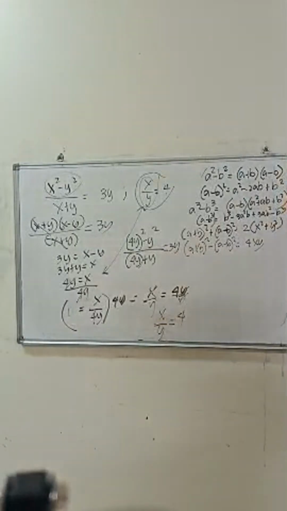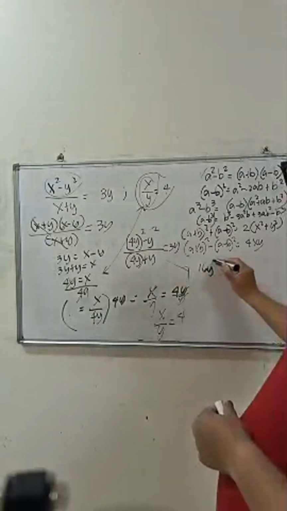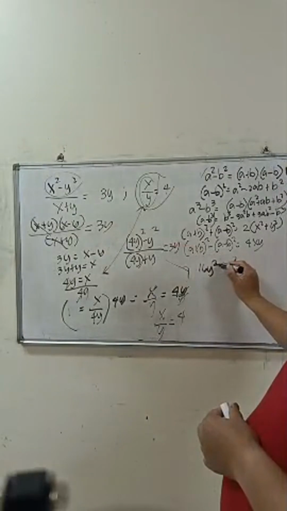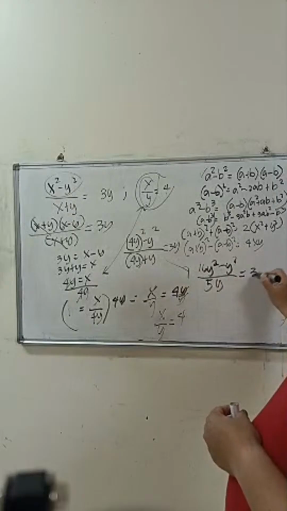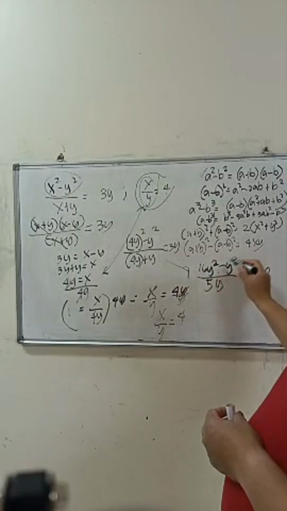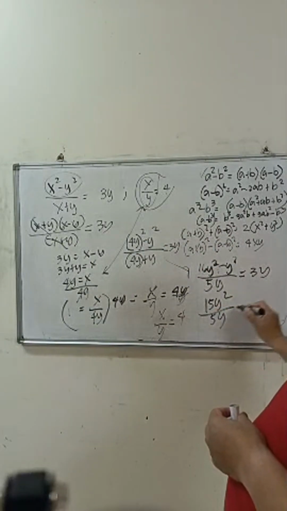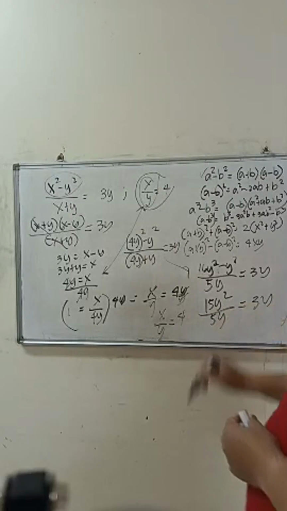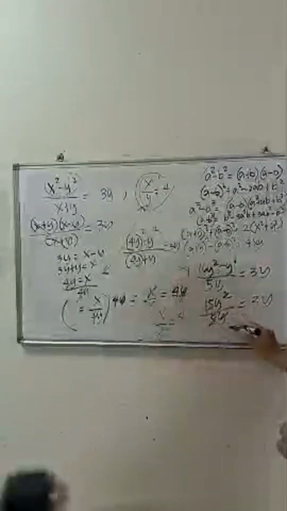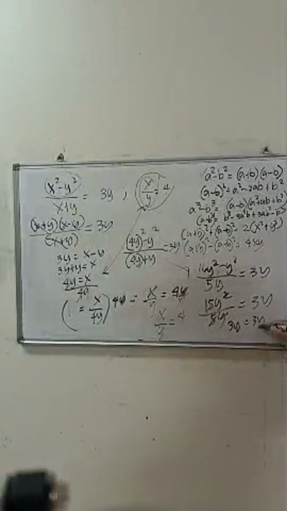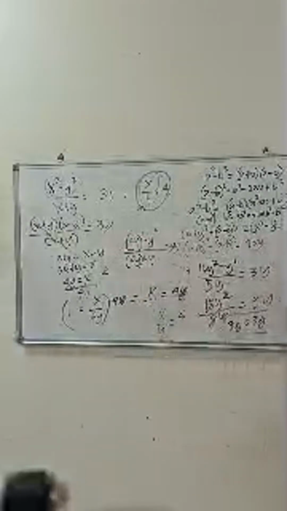Then 4y times 4y is 16y squared, minus y squared. Then 4y plus y is 5y. That is equal to 3y. Then 16y squared minus y squared is 15y squared, divided by 5y is equal to 3y. 15 divided by 5 is 3. Cancel. So this is 3y, perfect. So meaning to say our x over y is equal to 4. I solved it already on the spot.